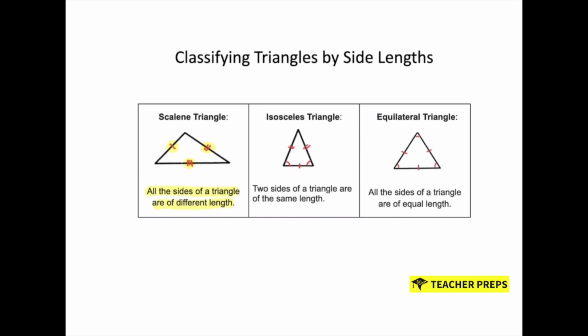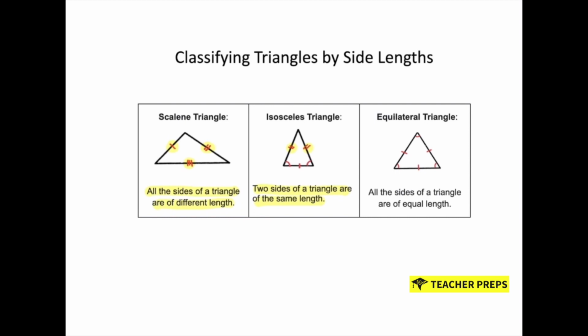Another type of triangle is an isosceles triangle. With an isosceles triangle, 2 of the sides are the same length. Notice that this side has 2 notch marks and this side also has 2 notch marks. That means that those 2 sides are equal.